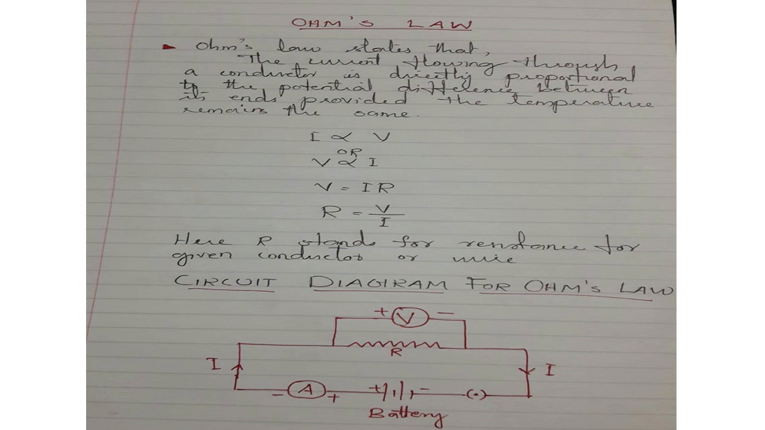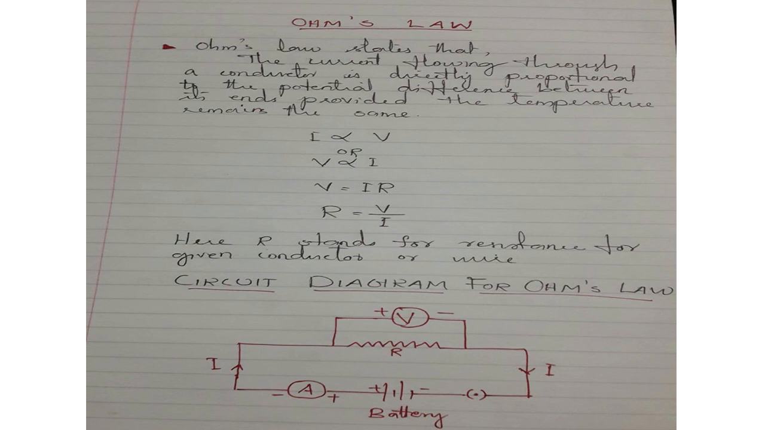We know that battery or cell provides the necessary potential difference. The ammeter is used for measuring the electric current flowing through the circuit, and the voltmeter is used for measuring the potential difference developed in the circuit. Then by using this circuit diagram, we can make the connections and take the readings from both voltmeter and ammeter.